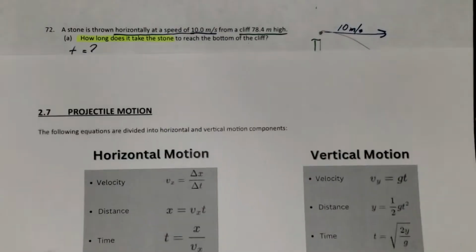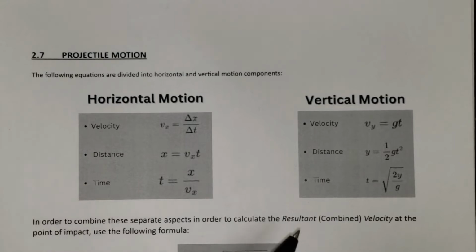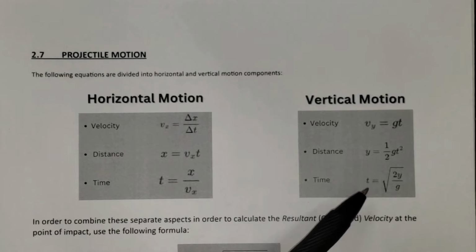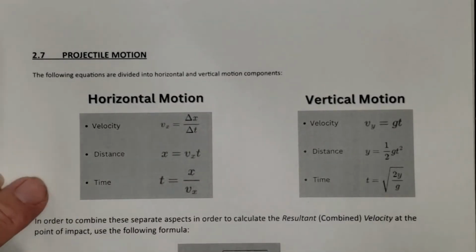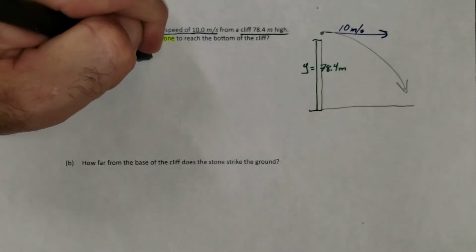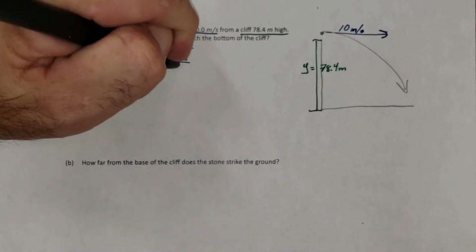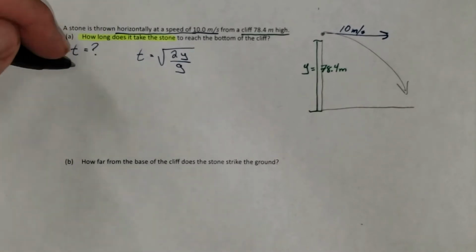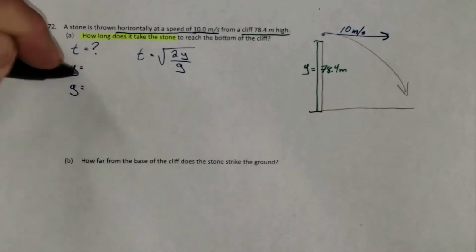So if we look at our formulas, let me move that up a little bit. Now, in vertical motion, if we are trying to solve for time, we need this formula. T equals the square root of 2y over g. So now, write that formula. T equals the square root of 2y over g. In here, we see y, we see g. So those are the next variables in our laundry list. We need to find y, and we need to find g.